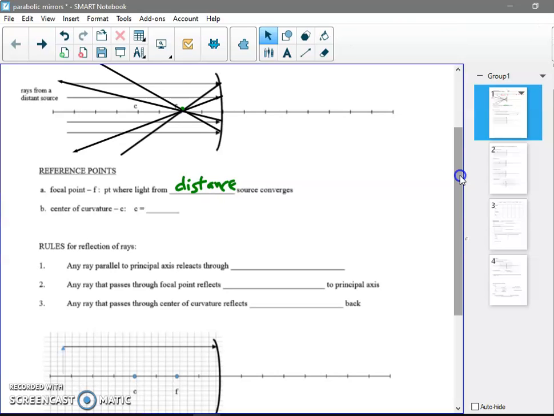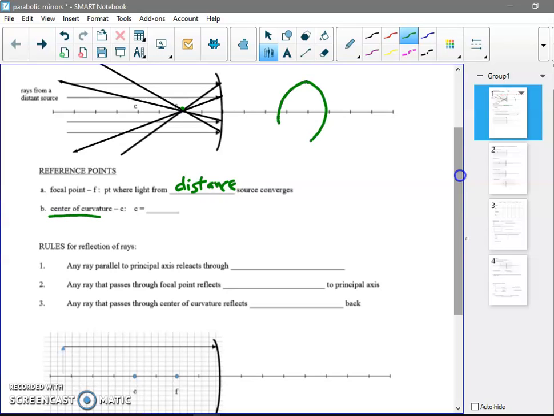Another important reference point is called the center of curvature. If you think of a parabolic mirror as a part of a circle, even though it isn't, the center of curvature would be like the center of that. And an important mathematical relationship is that the center of curvature, by definition, is twice the focal length. So that's going to come in handy in certain applications.